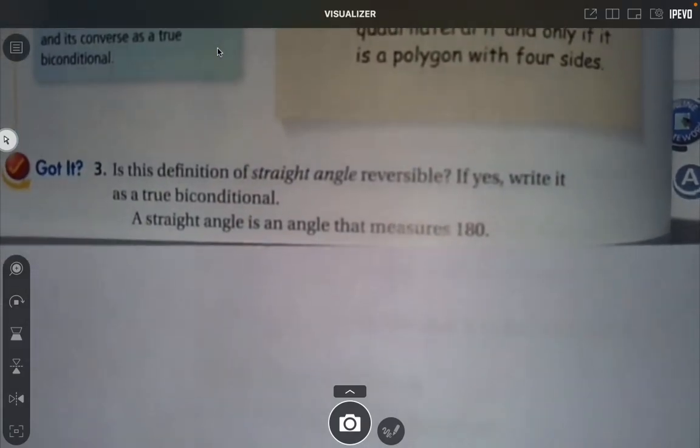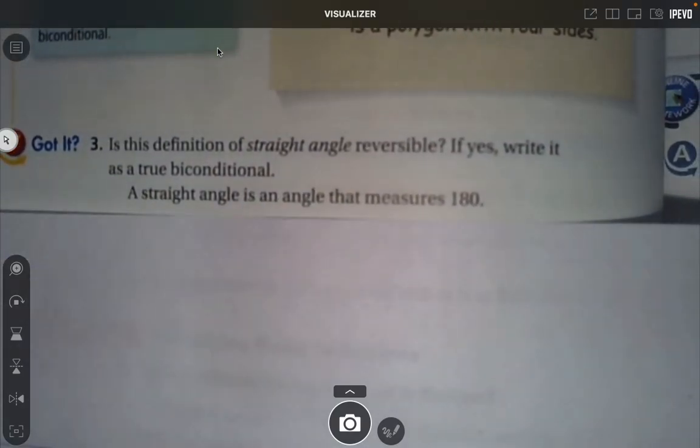Let's see this one. A straight angle is an angle that measures 180. So let's switch it around. If it's an angle that measures 180, then it's a straight angle. Okay, and is that true? That's true. So it's reversible. So how can I write this as a biconditional, if and only if? An angle is straight if and only if it measures 180.